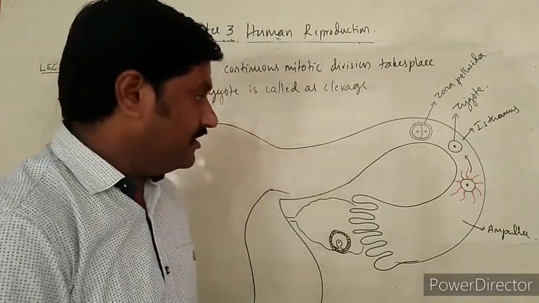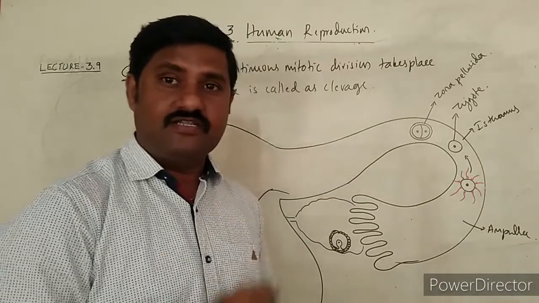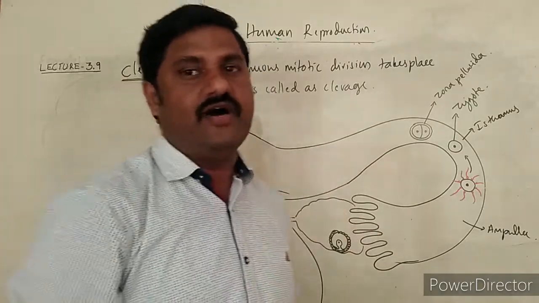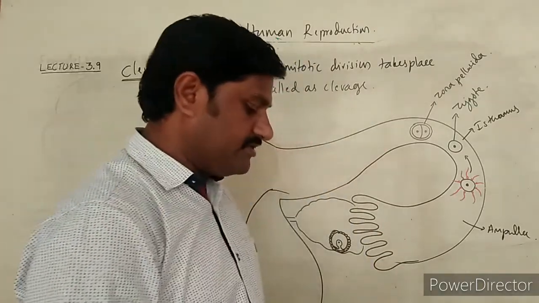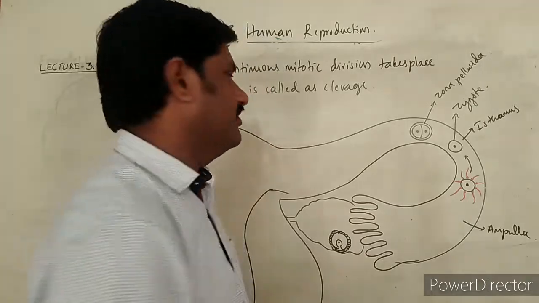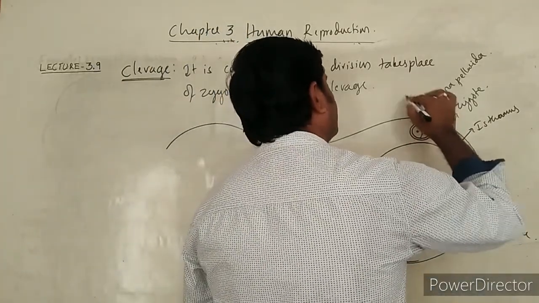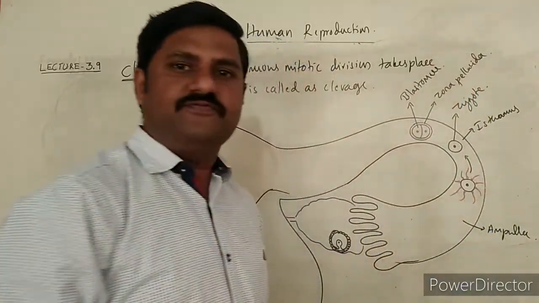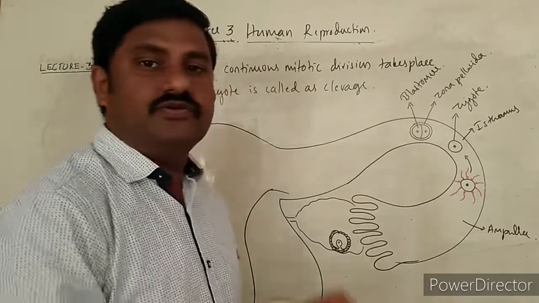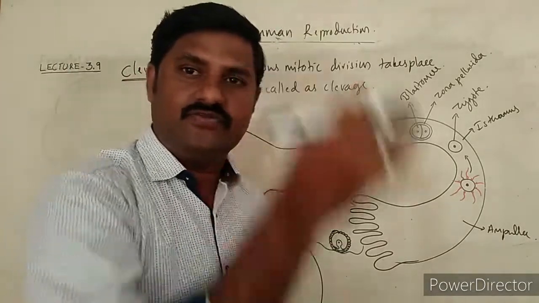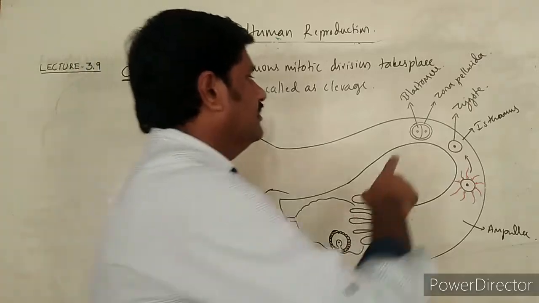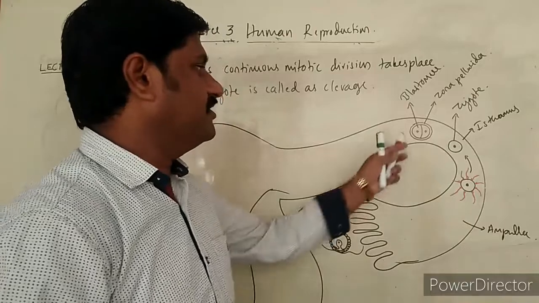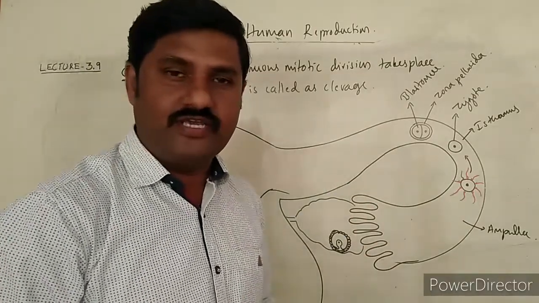See here, the type of cell division is vertical cell division. Vertically the cell divides into two cells and each cell is called as blastomere. Blastomeres are formed over here. So into two blastomeres, the first cleavage is vertical. This is how the two-celled stage occurs, after near about 30 hours.